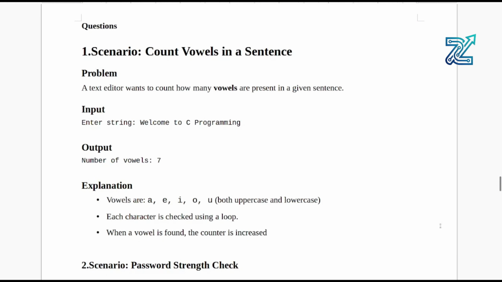So what are the vowels we have? A, E, I, O, U, right? We want to count that and just print that count. First we will iterate throughout the string and then check using an if condition whether it is A, E, I, O, U, both for uppercase and lowercase. Okay, so stop the video, try it yourself. I am going to code it.